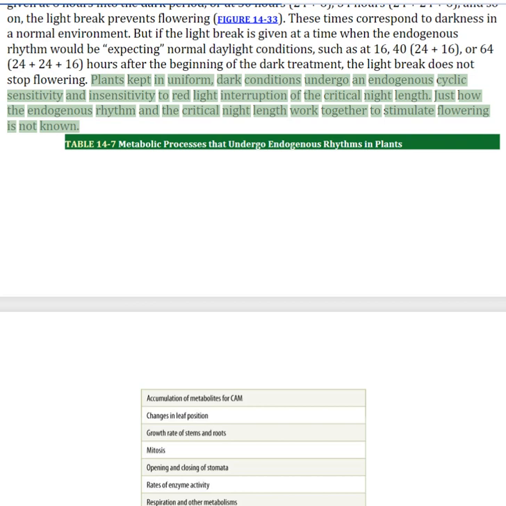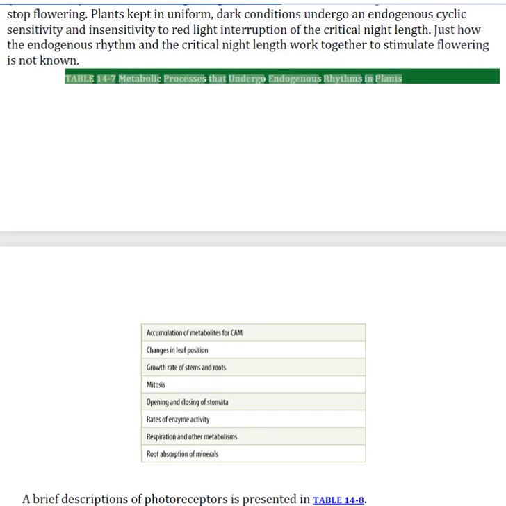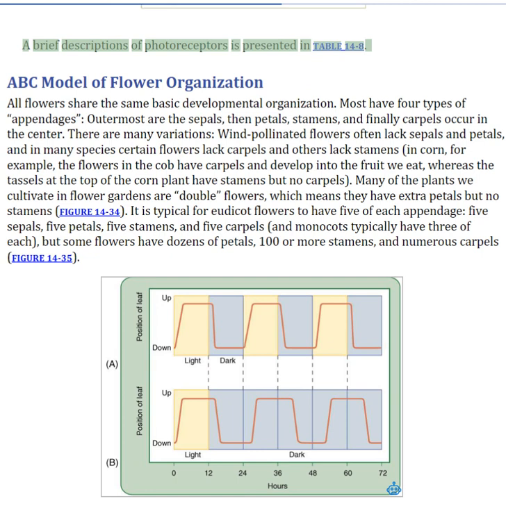Just how the endogenous rhythm and the critical night length work together to stimulate flowering is not known. Table 14.7: metabolic processes that undergo endogenous rhythms in plants. A brief description of photoreceptors is presented in Table 14.8.